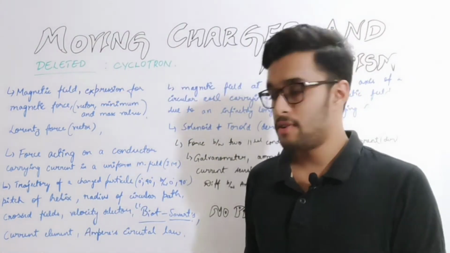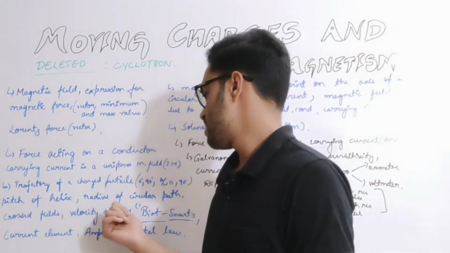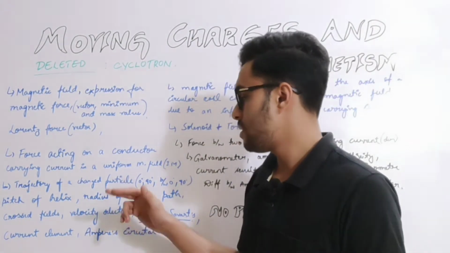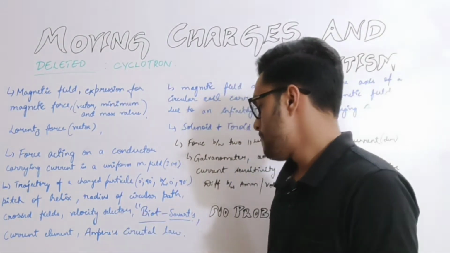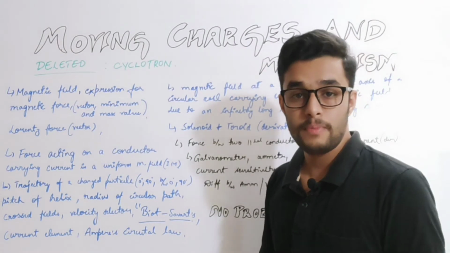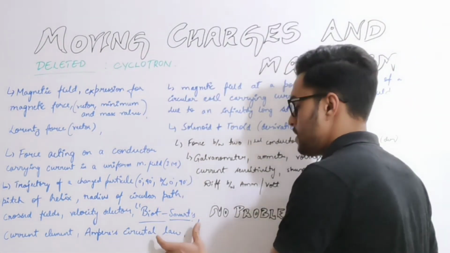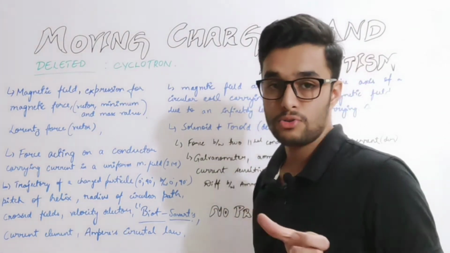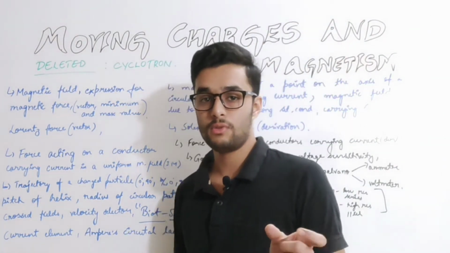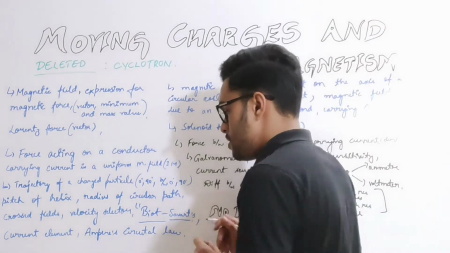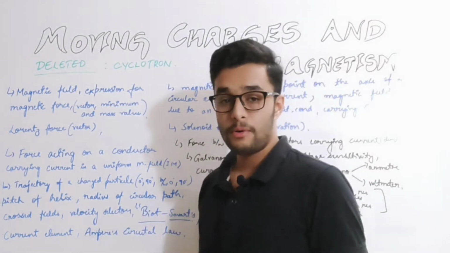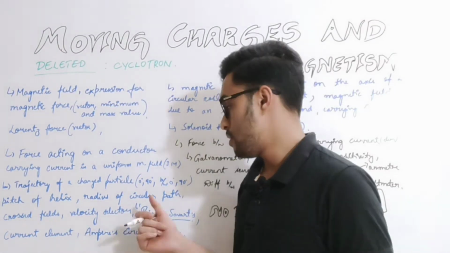Next, you should be aware of the definitions such as pitch of helix, radius of circular path, crossed fields as I said earlier, and velocity selector. And most importantly, you should learn Biot-Savart's law. You might get Biot-Savart's law in the 5 marks derivation part as well as in the 3 marks derivation part, so learn it completely. Biot-Savart's law is very important for theory and also for competitive exams.